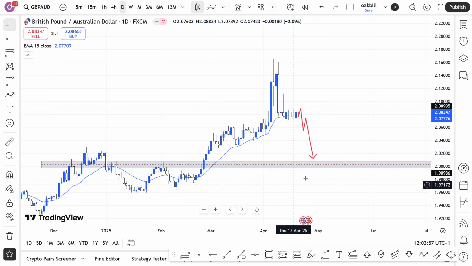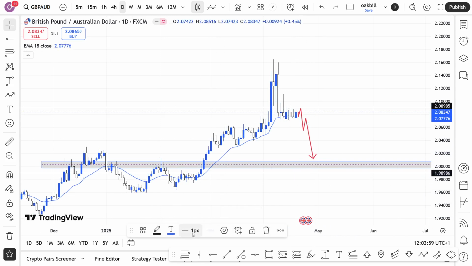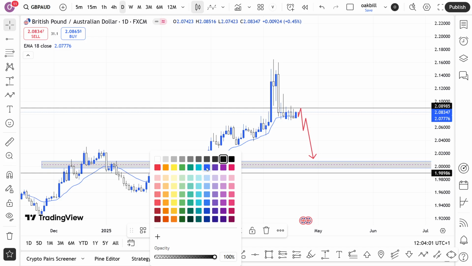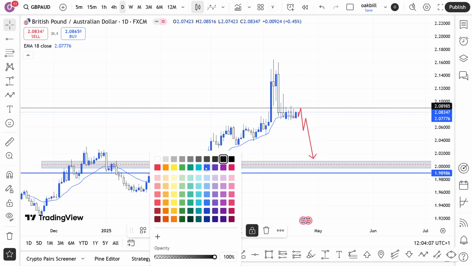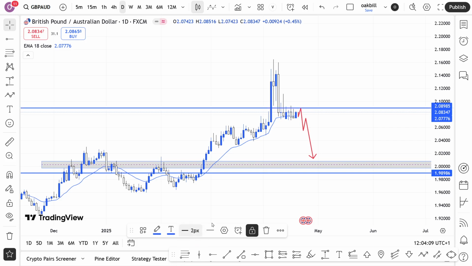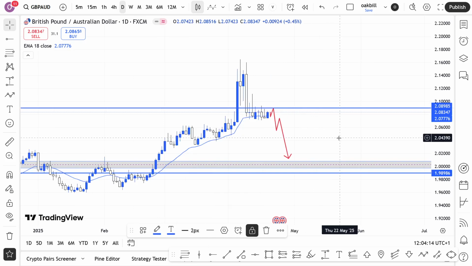We are going to be trading within this region. Let me change the color to blue. We are going to be trading within this region for the coming week and for the month. So we're going to be trading within this region and this region. Thank you very much. That is a quick analysis for what we are expecting next week.